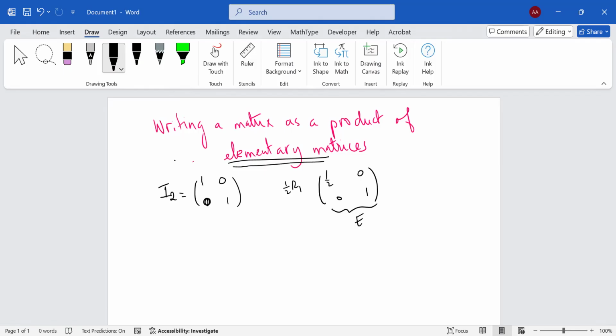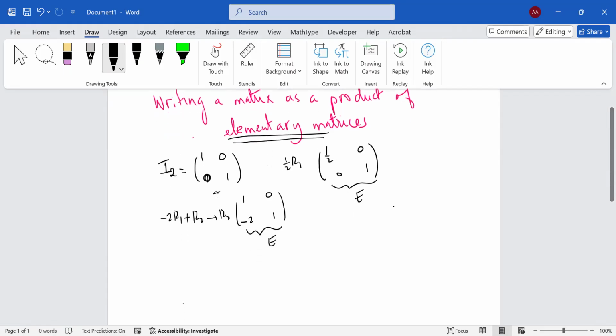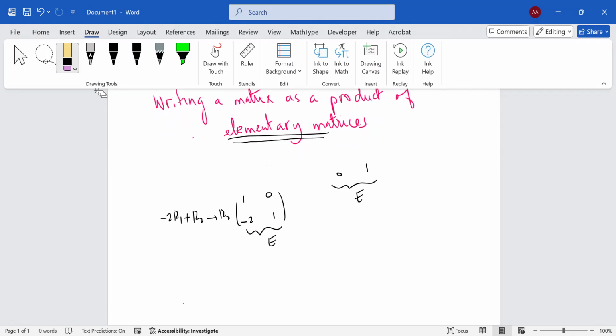Okay. If I do -2 R1 plus R2, I replace it with R2. So I have 1, 0, and here -2, and here 1. This is an elementary matrix, right? So we're going to give a random example of a 2 by 2 matrix that we're going to try to write as a product of elementary matrices. But first, let's see this.